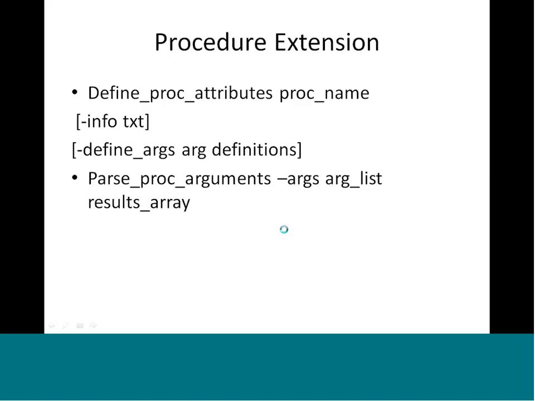So the define_proc_attributes command takes, as I said, the proc name. It can have some textual information with -info. There are other options which are not very relevant, which are command_group, hide_body, hidden, permanent, and don't abbreviate. So I haven't put those additional options.